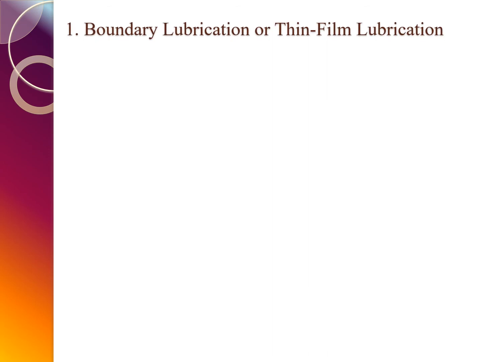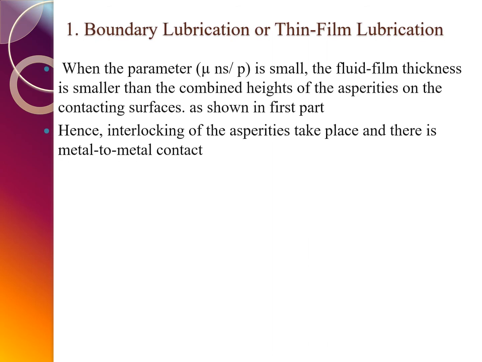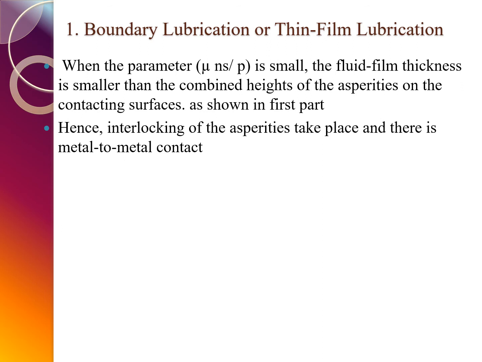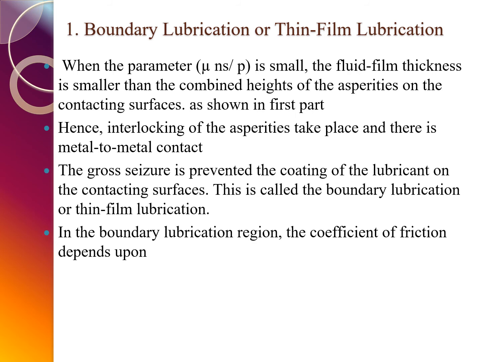First one, boundary lubrication or thin film lubrication. When the parameter μNs/p, that is the bearing characteristic number, is small, the fluid film thickness is smaller than the combined height of asperities on the contacting surfaces, as shown in the first part. Hence, interlocking of the asperities takes place and there is metal to metal contact. No high pressure fluid film is generated. Gross seizure is prevented by the coating of the lubricant on the contacting surfaces. This is called boundary lubrication or thin film lubrication.